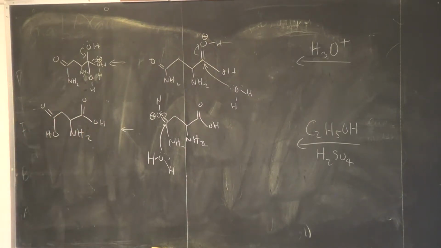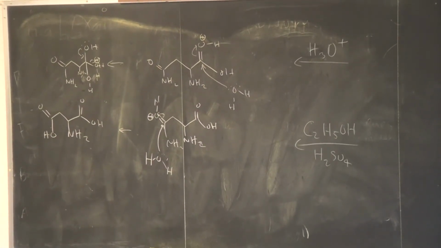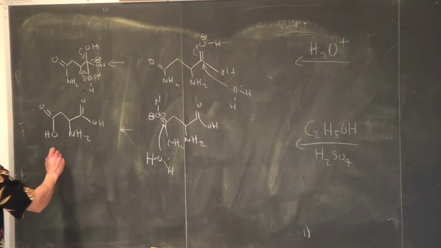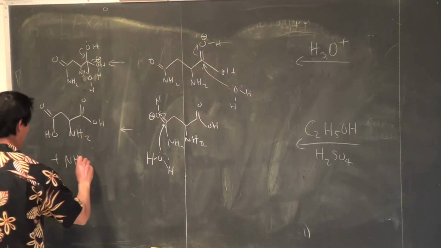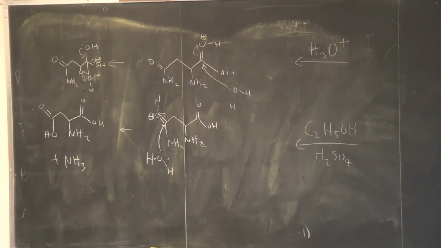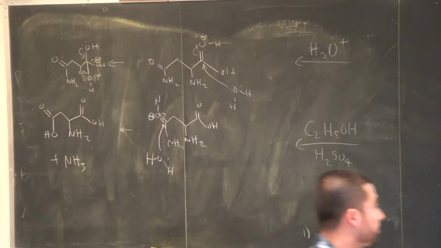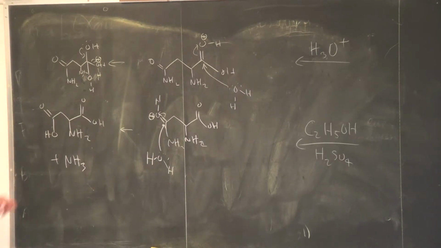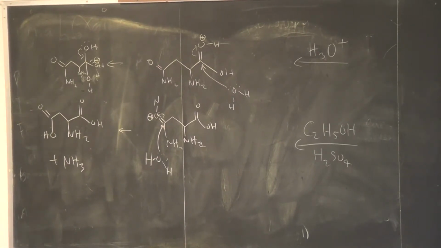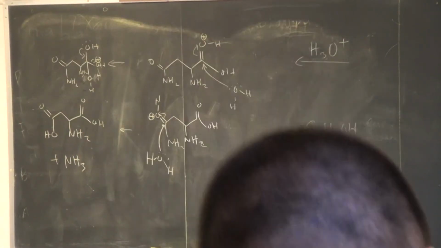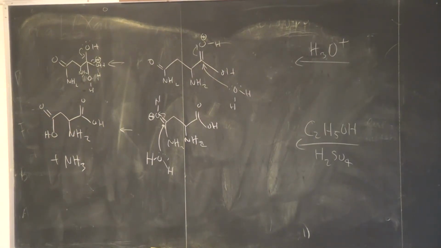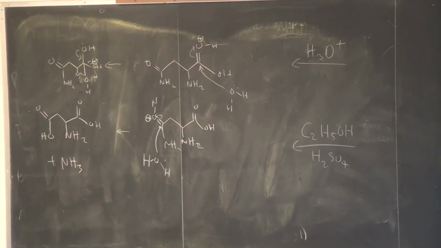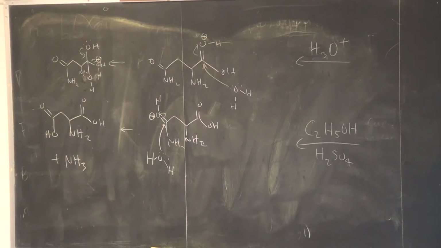And then what happens to the nitrogen here? It becomes NH3. Yep, it becomes NH3, so look at that, plus NH3. So we classify this reaction as a hydrolysis reaction. That's a nucleophilic acyl substitution, but we can also call it a hydrolysis because the water is breaking up the amide into an acid plus an amine.